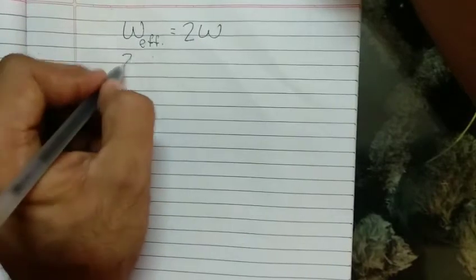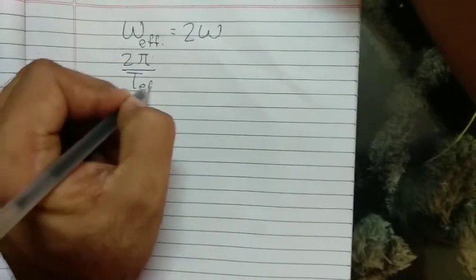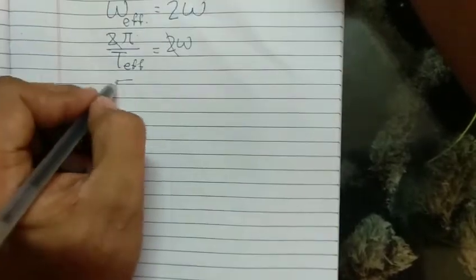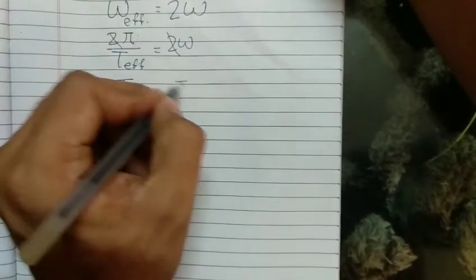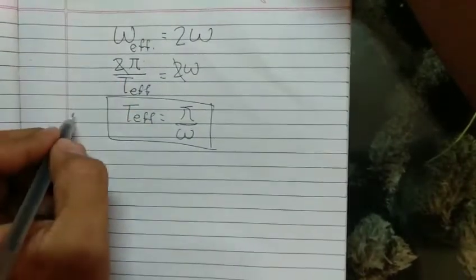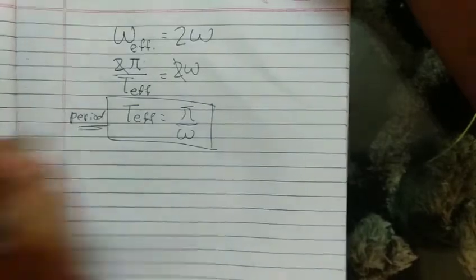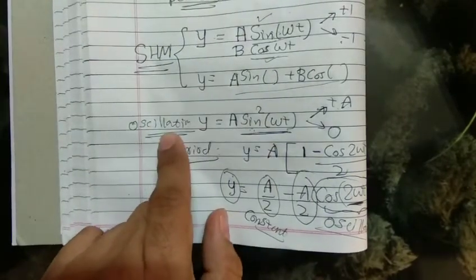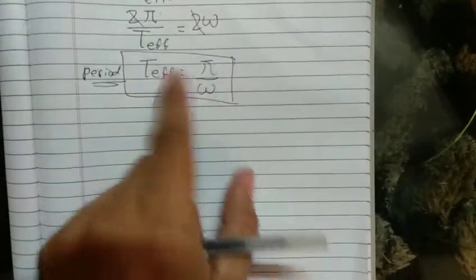Now effective omega you write down this way: 2 pi by T effective. That is the time period. So 2 gets cancelled from both sides. The effective time period of this oscillation will be pi by omega. See, this way you can get the period of oscillation. This is the period of the oscillatory motion which is represented by this thing. As I told you, this is an oscillation but not SHM. The period of this oscillation is pi upon omega. Okay, so clear?